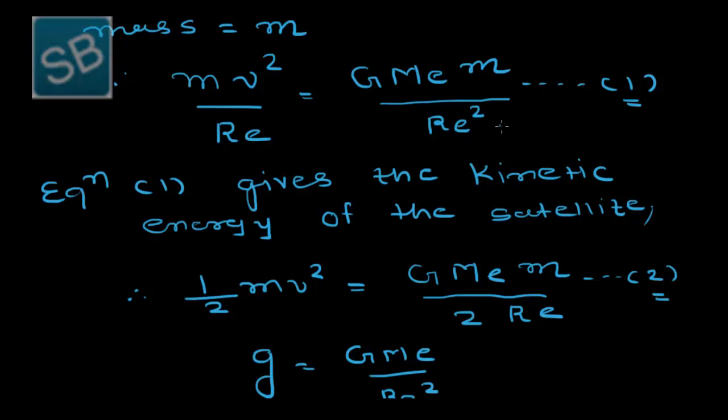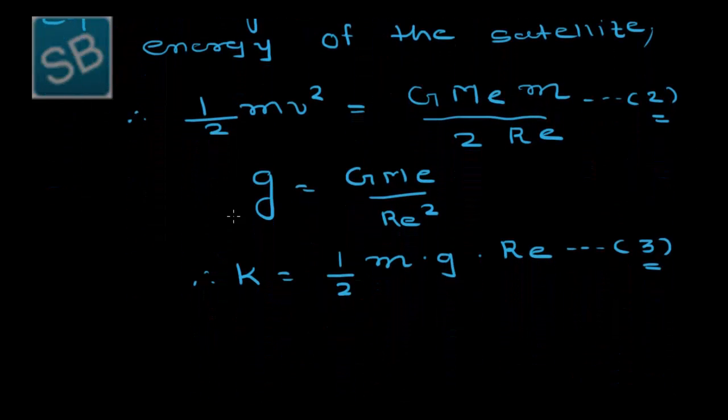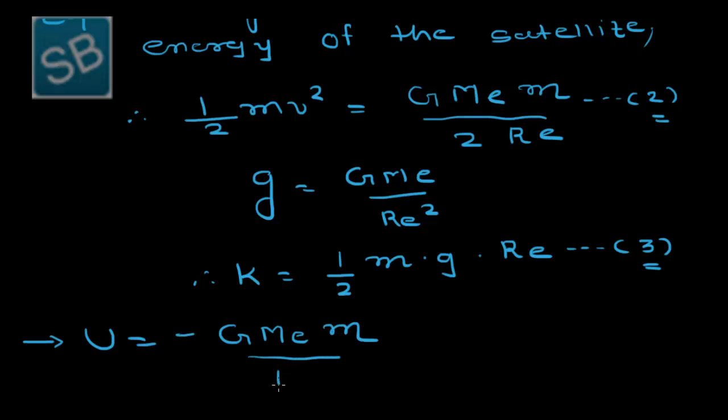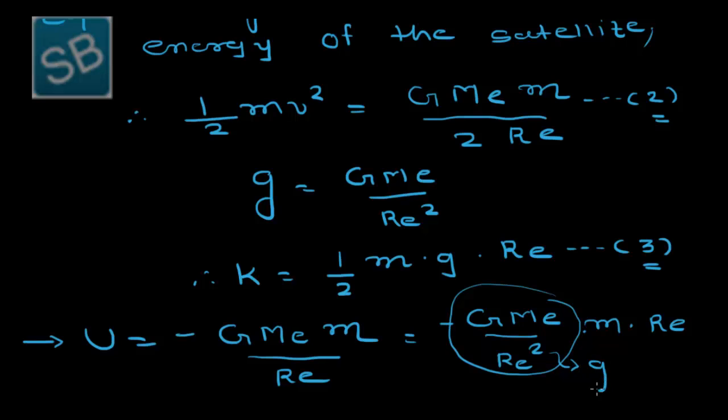Now if you want to simplify it again, substitute the value of GMe over Re square equal to small g, so it is m into g. So it is now the gravitational force. Now the potential energy, that is U, is equal to minus GMe into small m over Re, which is equal to minus GMe over Re square into m into Re, because we have multiplied and divided the equation by Re. Now this particular term is the gravitational acceleration small g. So substituting the value, we get U is equal to minus mgRe. So this is the fourth equation.